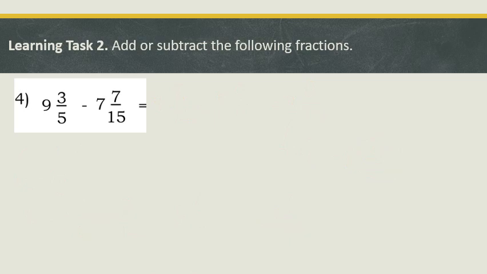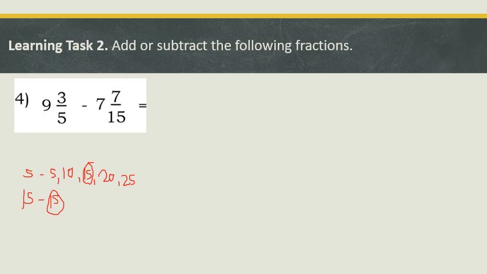Okay, number 4. So, 9 and 3/5 minus 7 and 7/15. So, ganun ulit. Hanapin muna natin yung denominator ng 5 and 15. So, 5 at saka 15. So, maging 5, 10, 15, 20, 25. So, dito ay 15. O, yan. Nakita nyo agad. Meron agad ditong 15. So, yun na po siya. Hindi nyo na kailangan ituloy-tuloy pa siya.